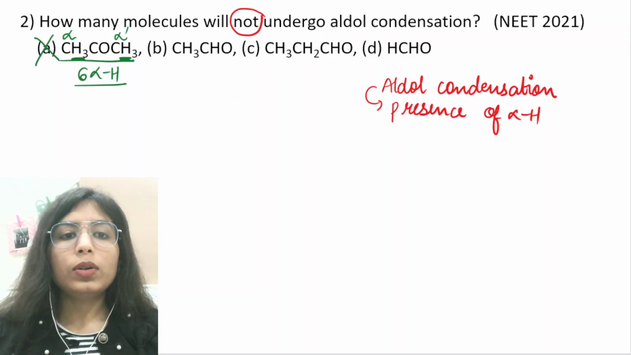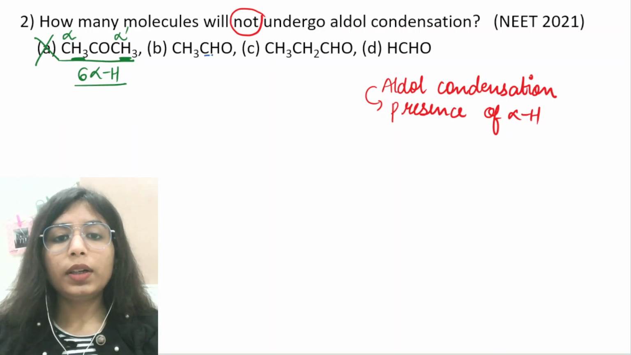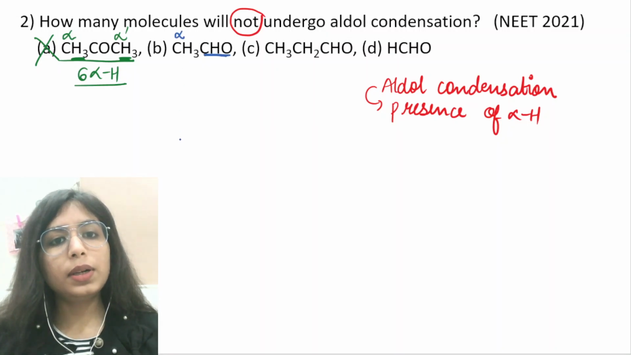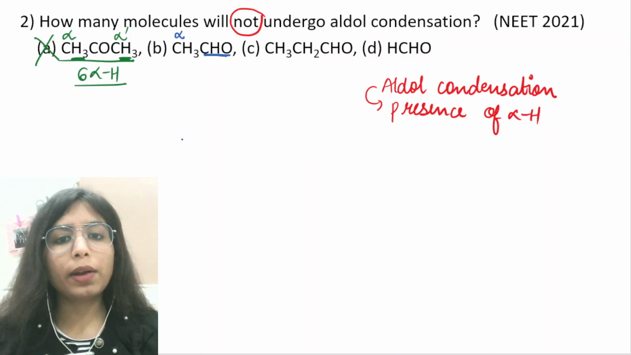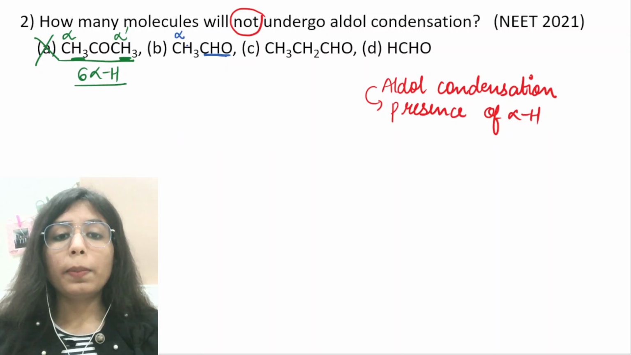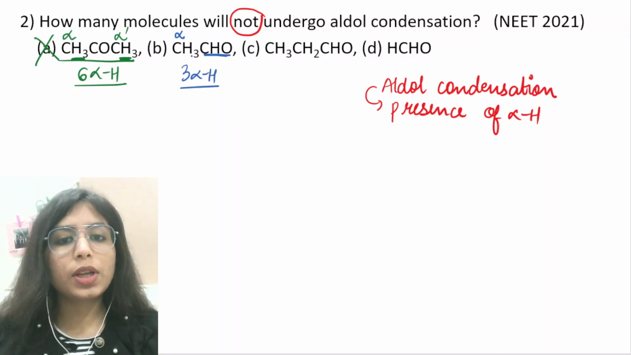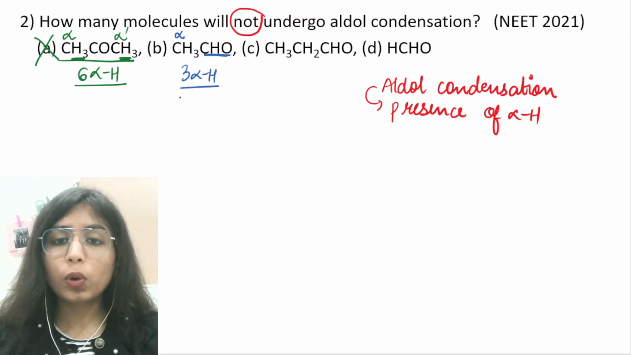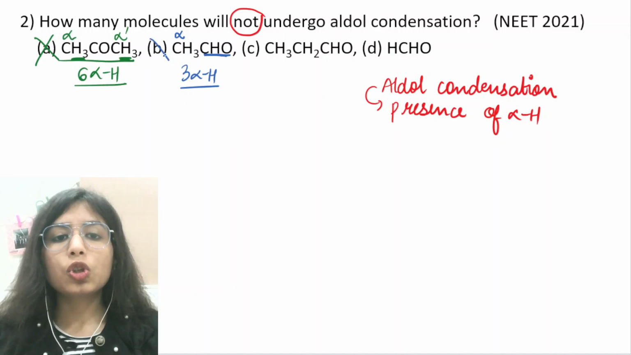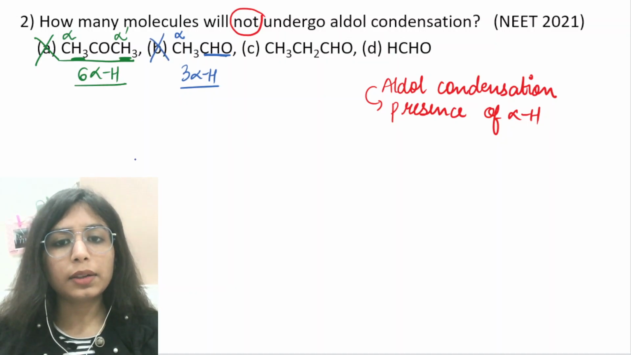Next, if I talk about CH3CHO, here this is my functional group and this is my alpha carbon. So the alpha carbon is the one which is attached adjacent to my functional group carbon. So basically here it is containing 3 alpha hydrogens because 3 hydrogens are attached, so it can also undergo aldol condensation reaction. So therefore this would also be incorrect.